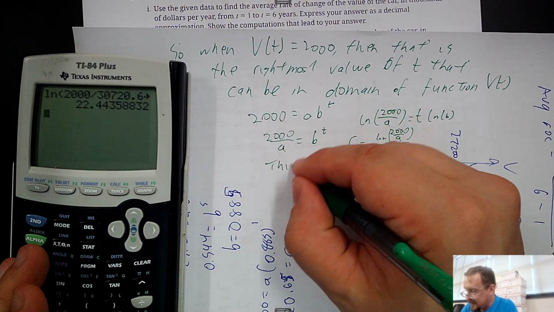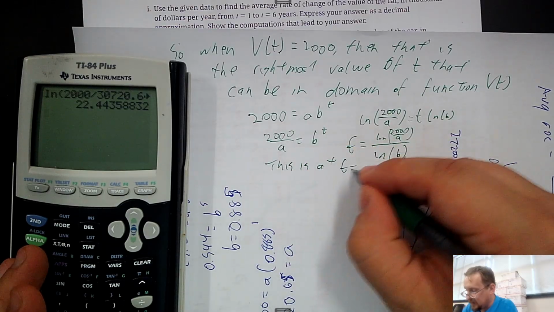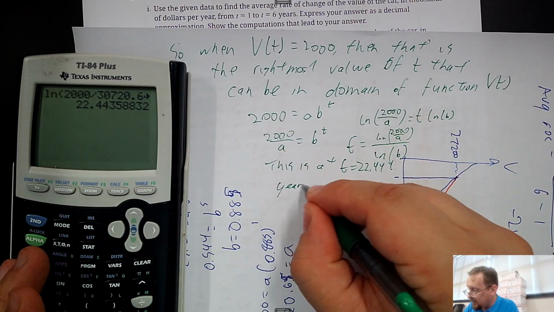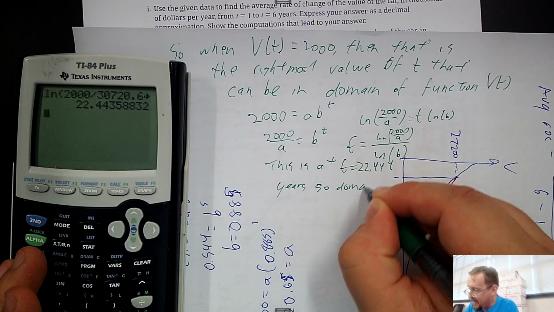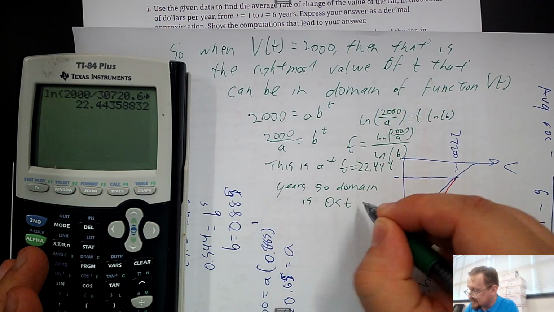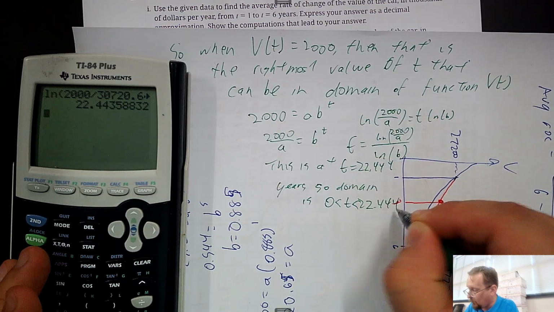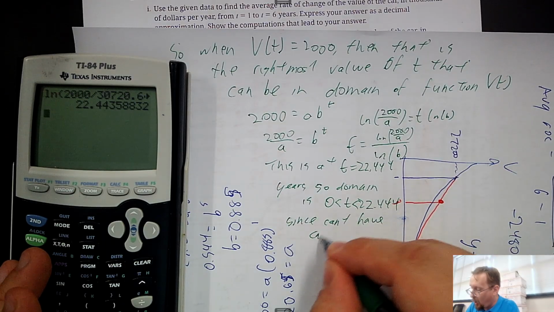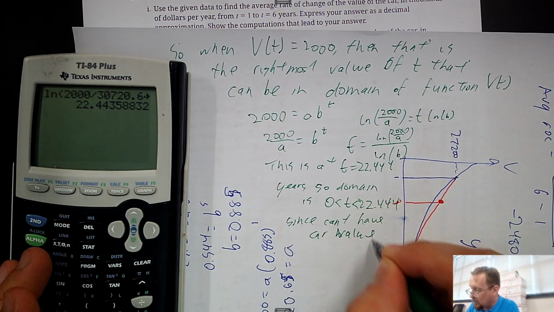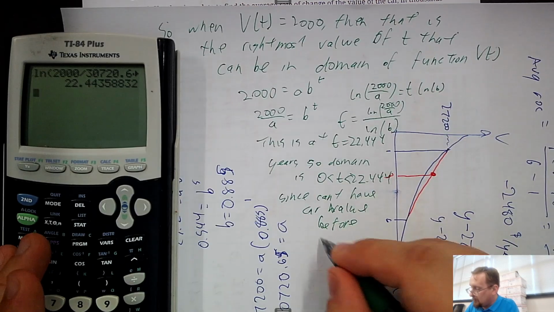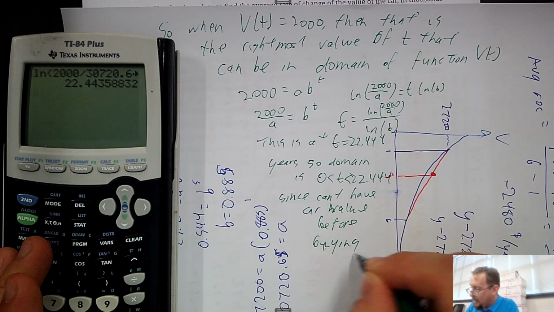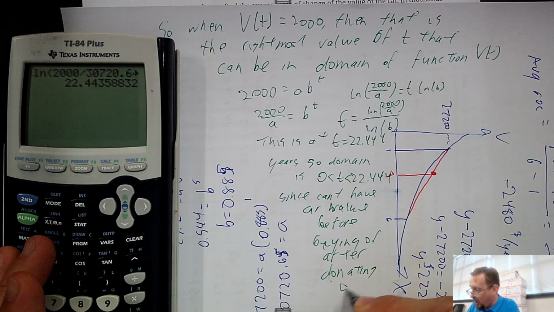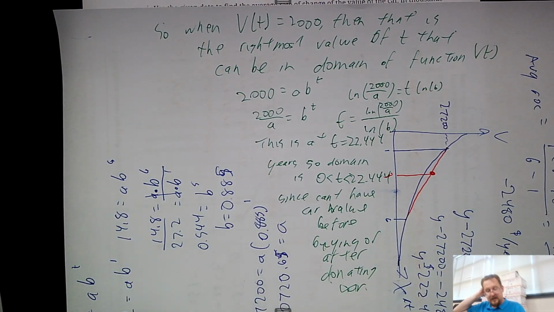So this is at t equals 22.444 years, so the domain is 0 is less than t is less than 22.444, since you can't have car value before buying or after donating the car.